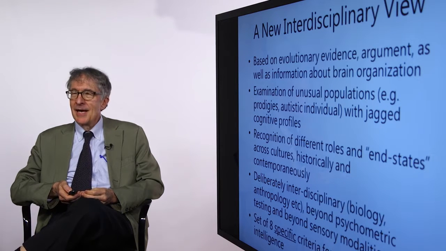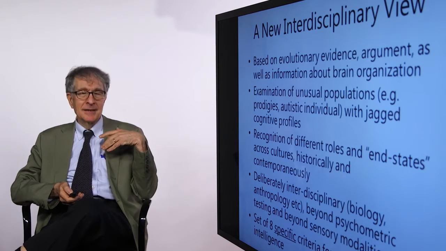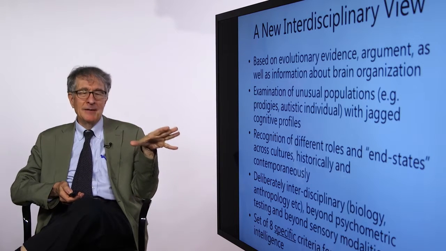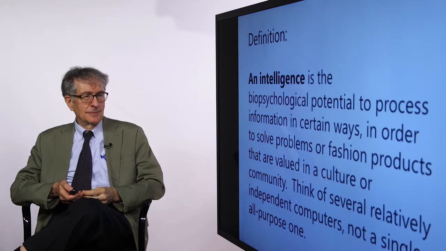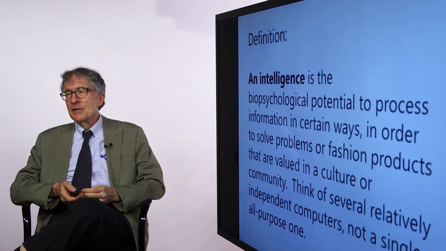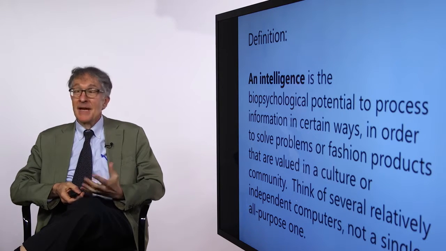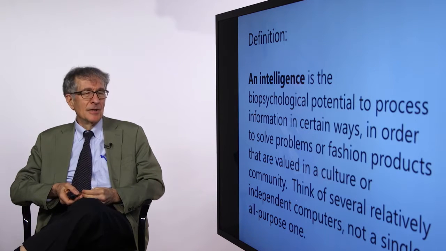And for extra credit, I have eight criteria for what counts as an intelligence. And in my book, Frames of Mind, I actually run through many candidates and evaluate them in terms of whether they meet these criteria or not. And I have a definition. The definition is a lot of words. It talks about having the potential to process information in certain ways so that you can make something, fashion a product, or solve a problem that you're thinking about.